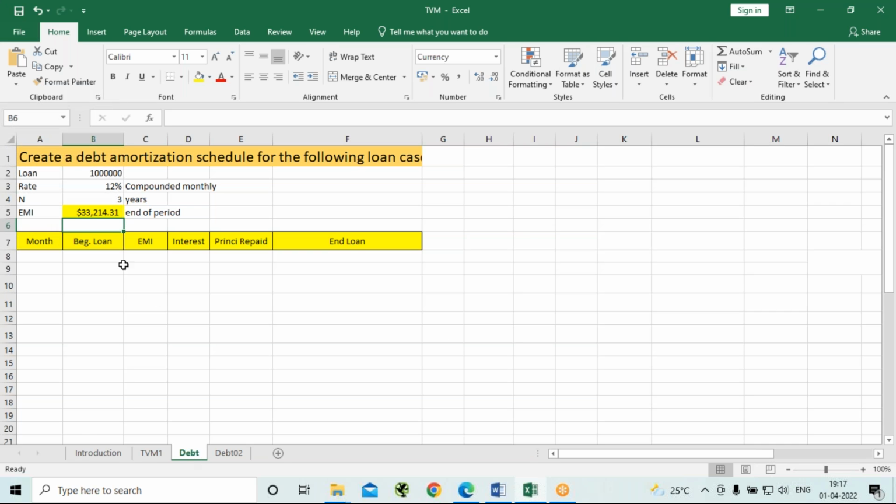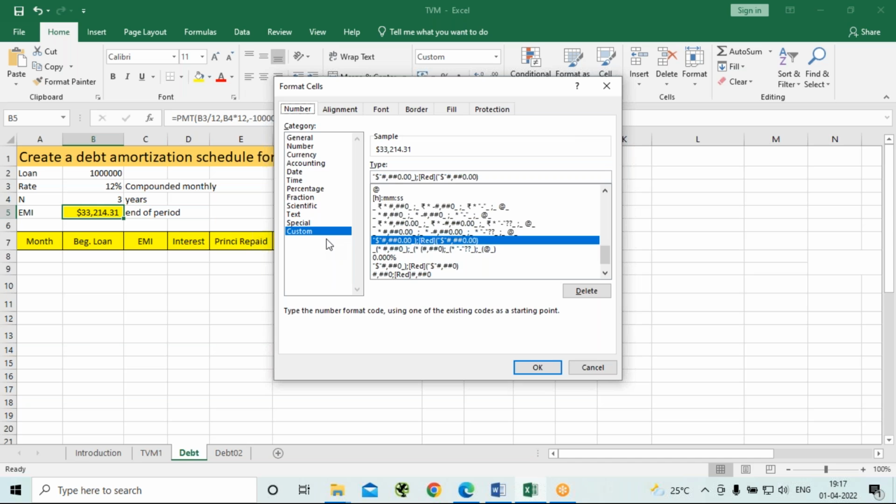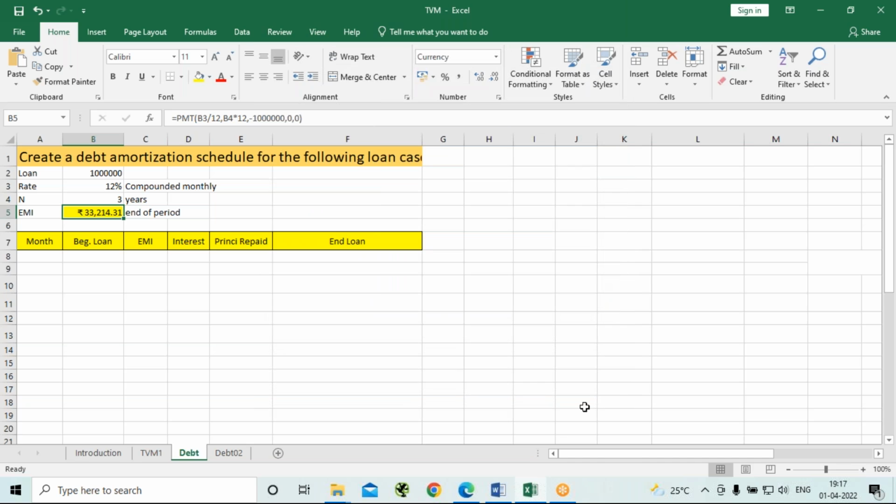If you want, you can also change this currency symbol, by going to the number tab, and here you can select the currency type. Okay, so double click on that so that it is going to take the values.